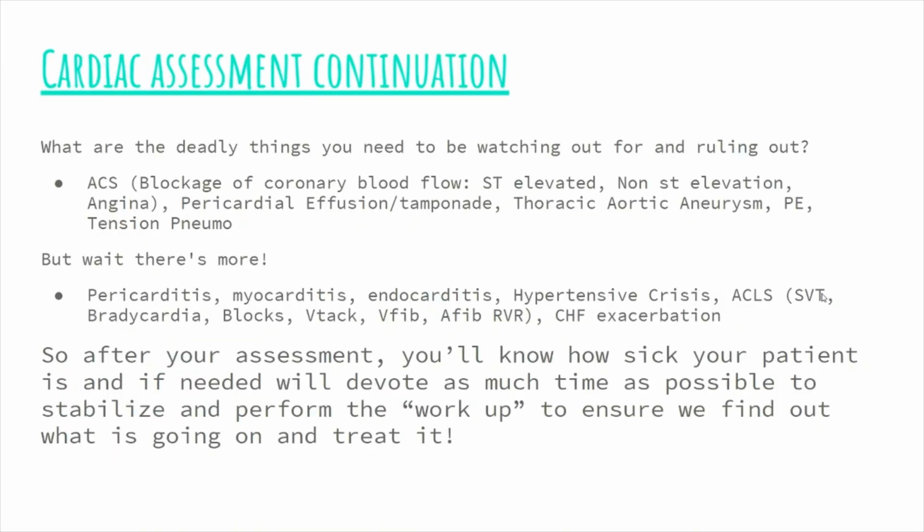Here, I just wanted to name some of the deadly things that we are going to be watching out for, right? So these include everything ACS related, pericardial effusions, a thoracic aortic aneurysm, pulmonary embolisms, tension pneumos, essentially everything that's included in ACLS, which is SVT, bradycardia, blocks, VFib, VTach, all of those. We're going to be watching out for CHF exacerbations, hypertensive crisis, and there's much more still, but these are some of the basic ones that we need to keep an eye out for.